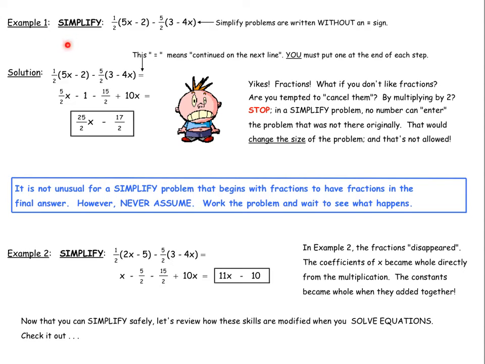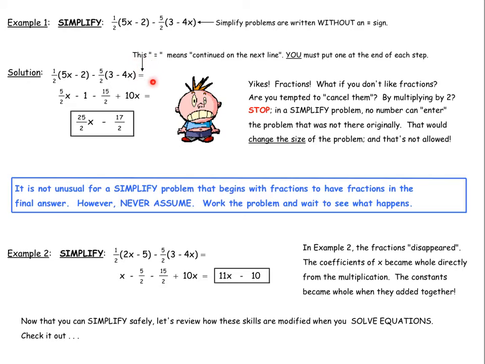Example 1 is an example of a simplify problem. It has an algebraic expression, and it doesn't have an equal sign over here, and it doesn't have anything else after the last parentheses, because in a simplify problem, all we're going to do is rearrange the information we have. And because this is Algebra 2, I can make it a much more complicated problem than I could if I was giving you an Algebra 1 example.